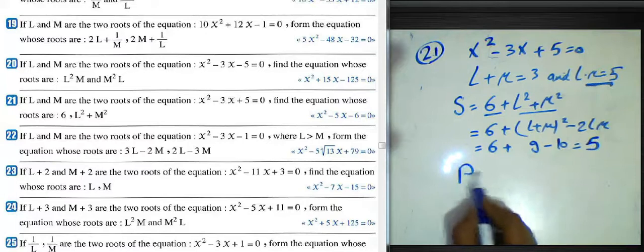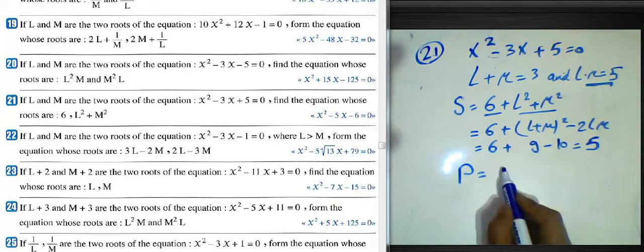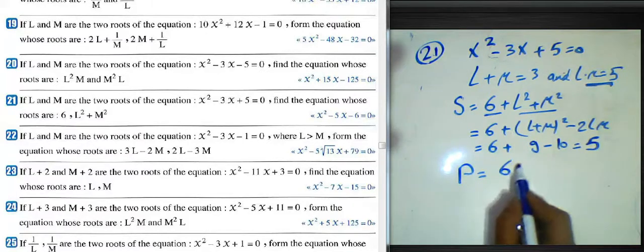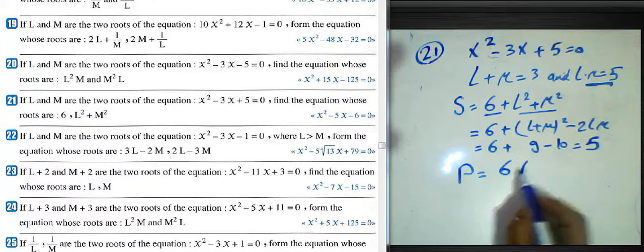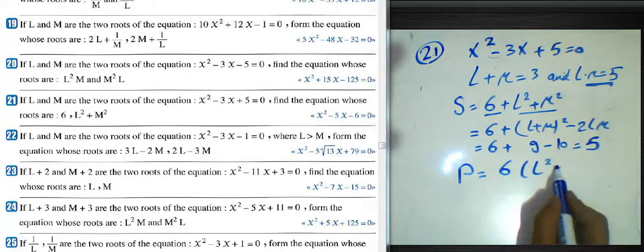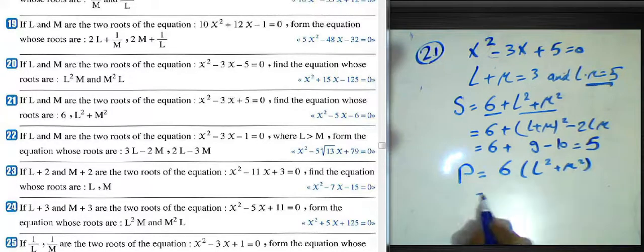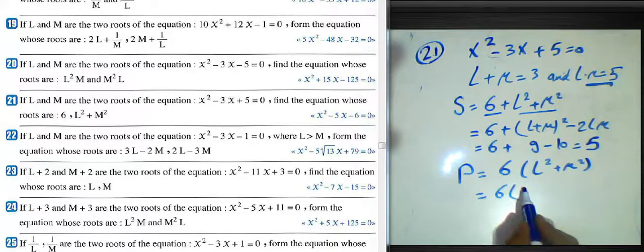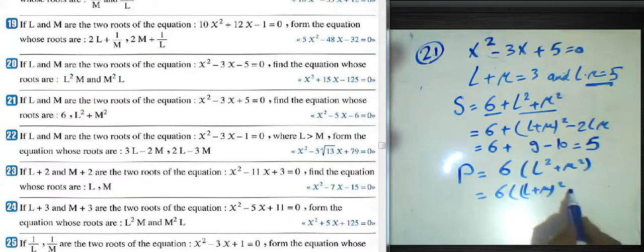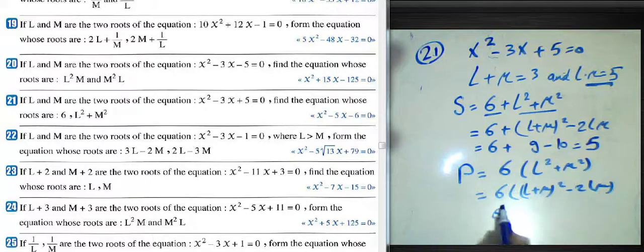And the product of the two roots, the first and the second: L power 2 multiply M power 2, which equals (LM) power 2. LM is 5, so 5 power 2 equals 25.